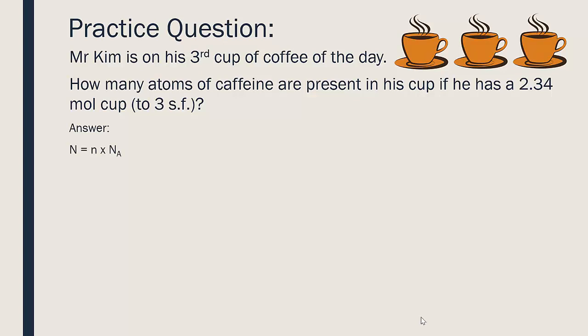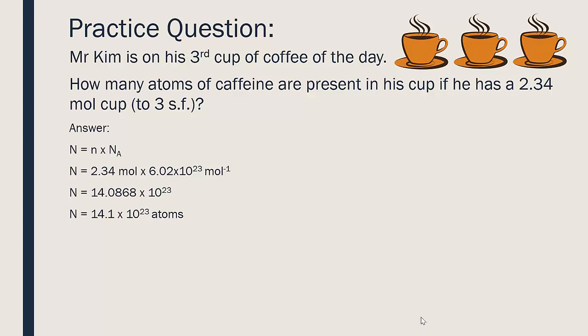Okay, so the answer to this one, we rearrange our formula to get capital N equals little n times Avogadro's number. So 2.34 times 6.02 times 10 to the 23 gives us that big number of 14.0868 times 10 to the 23, which is rounded to 14.1 for our 3 significant figures, times 10 to the 23 atoms.